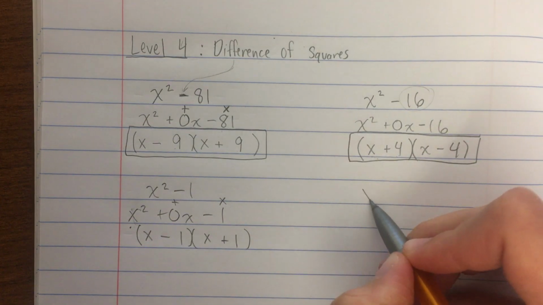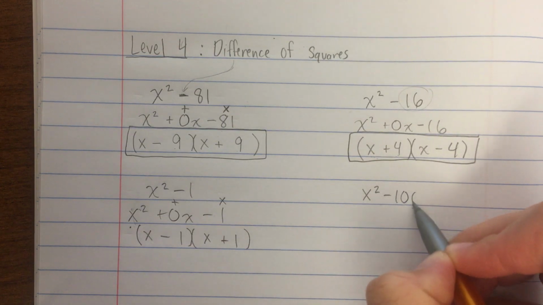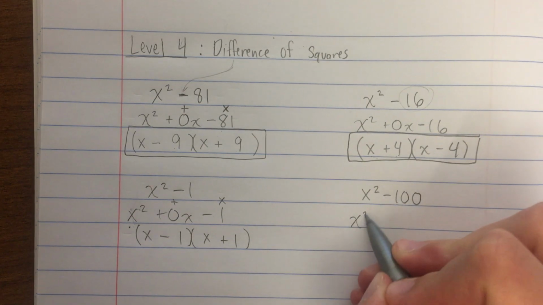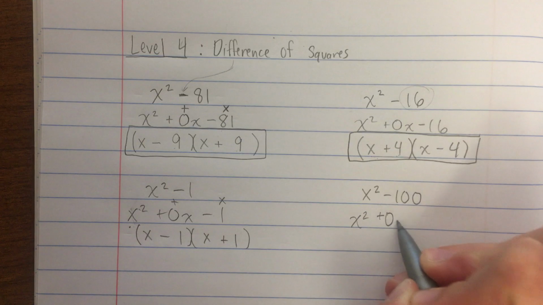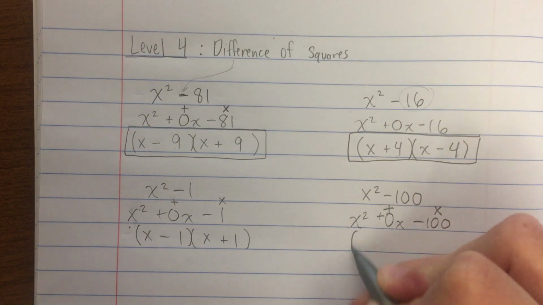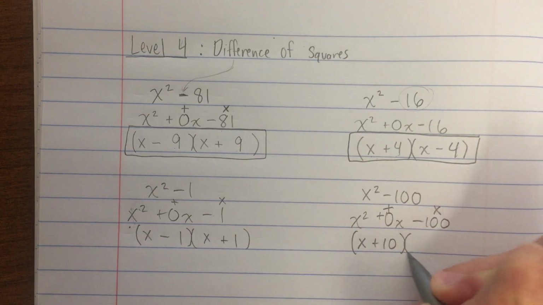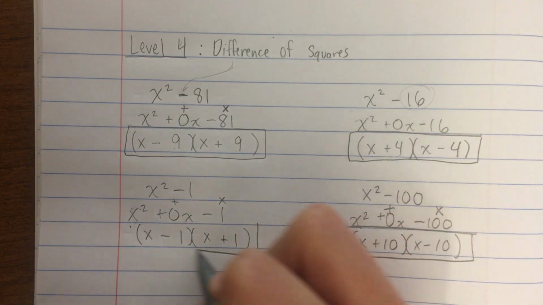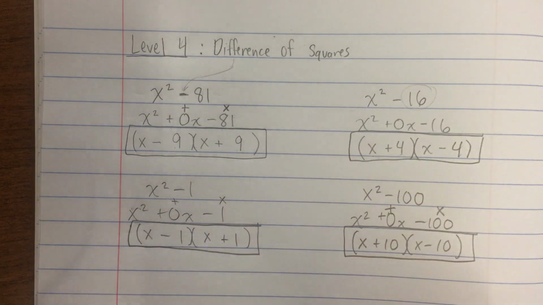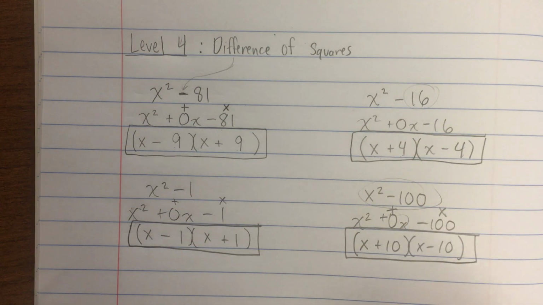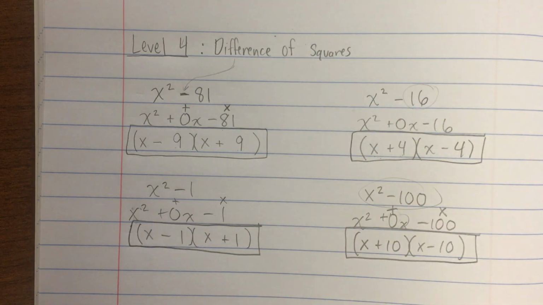Okay, here's one more for you to try. Pause the video right now. Try that one out. All right, here it is. This is the same as, so I need 2 numbers that multiply to negative 100 and add to 0. And those numbers are 10 and negative 10. Okay, and that's called difference of squares. So if you ever see something like this, you can just kind of add in that 0x to make it that trinomial that we know how to factor.